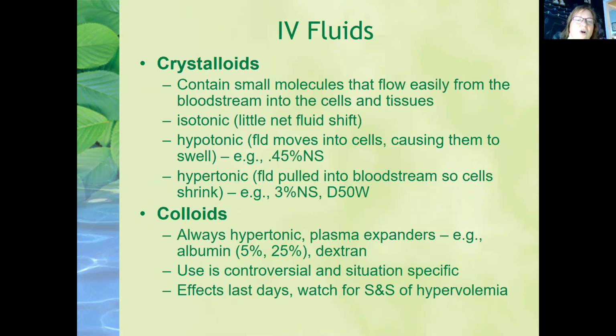Then we have those what are called colloids. Colloids are always hypertonic. And what do hypertonic things do? Hypertonic are volume expanders, right? We increase volume in the vasculature, right? And so the kinds of fluids that are hypertonic colloids are things like albumin, and albumin comes in 2 strengths. Have you ever seen albumin? It's in those bottles, right? It's kind of a yellowy browny color, clear, and we transfuse it from those bottles, or other kind of volume expanders like dextran.